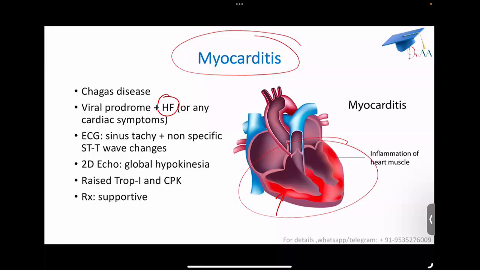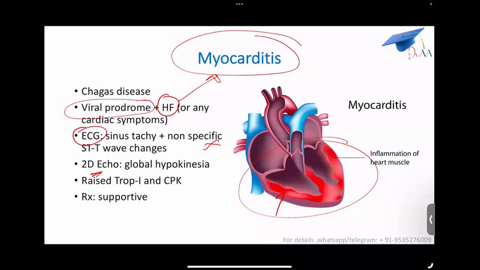So any patient who comes with a viral prodrome, that means someone who had an upper respiratory tract infection or is having an upper respiratory tract infection, and presents to the emergency department with heart failure, then suspect myocarditis. Okay. What does the ECG say? No specific findings on ECG. What does the echo say?